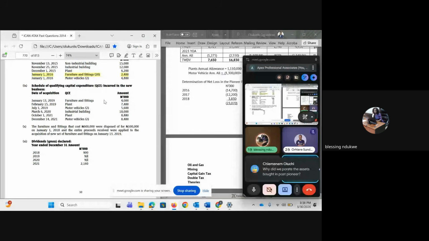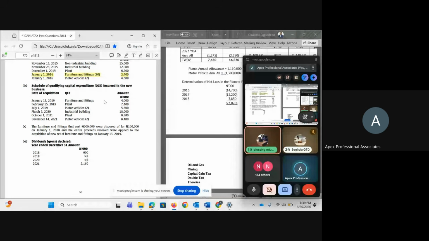So the note says that the furniture and fittings that cost 600,000, then from what was given was 2,400,000. I was thinking that the 600,000 is the purchase price. So why are you not saying that we are going to take 600,000 out from the 2,400,000 to get the balance? Because from the notes, it was clear that the furniture and fittings that cost 600,000 was disposed of for 100,000, and there was no place that the 100,000 was reflected in your solution too.